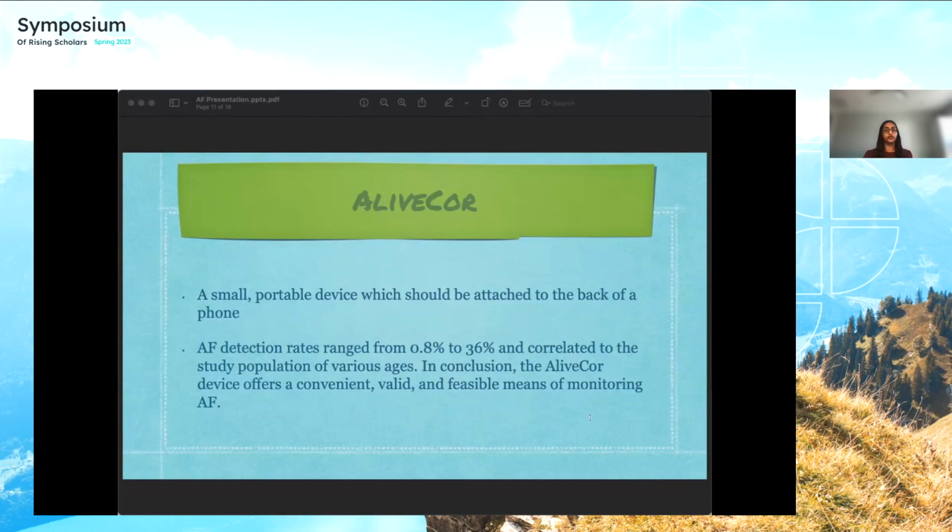Another example of a home-based ECG device is a LifeCore. It's a small portable device that can be attached to the back of a phone. In a study testing out this technology, AF detection rates varied from 0.8% to 36%. This variation is because the study was conducted on a population of people of all different ages. The LifeCore technology is a convenient and feasible home-based technology for monitoring AF.